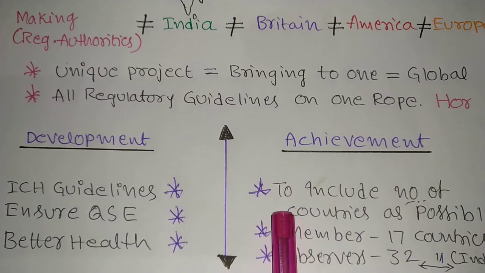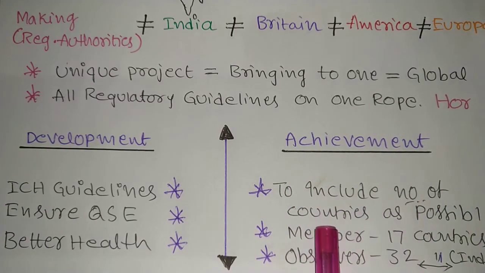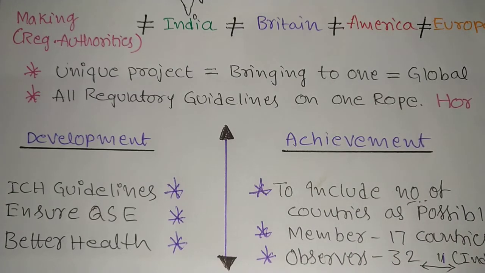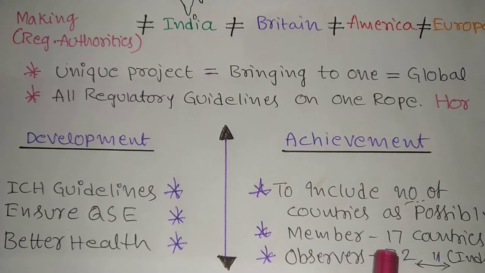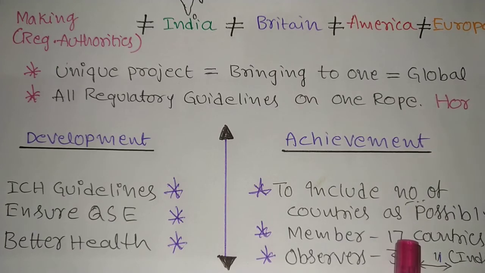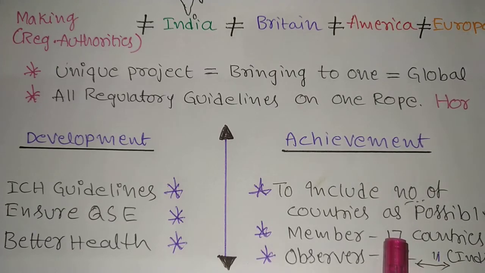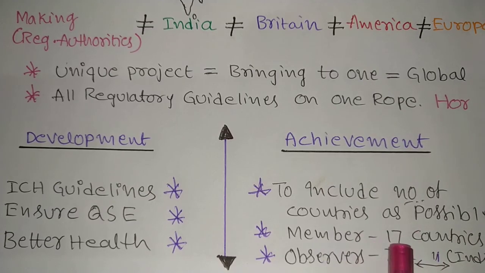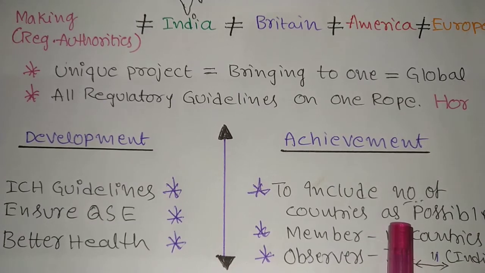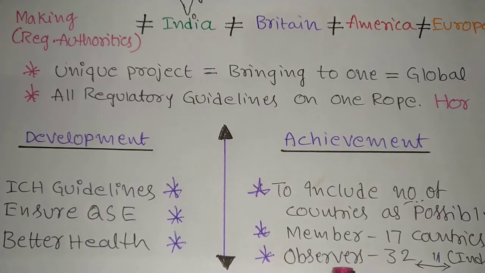And the achievement: to include as many countries as possible. So ICH keeps trying to get all countries to join as members. At present, in the year 2020, only 17 countries are members in ICH. What does it mean? These 17 countries can manufacture in any of these countries, and they can market anywhere. They also have 32 observer countries.